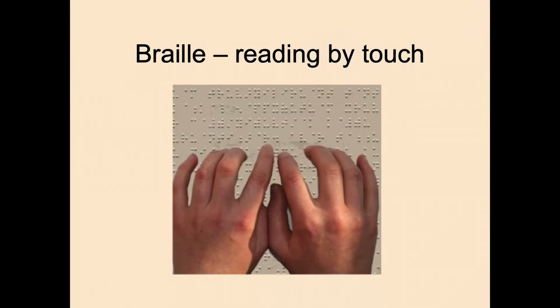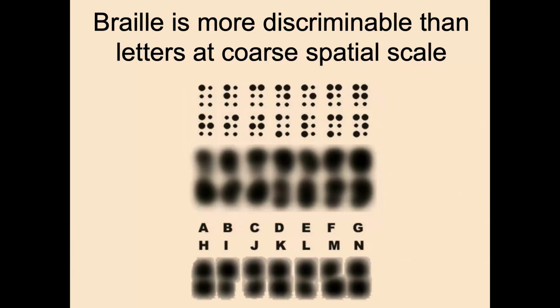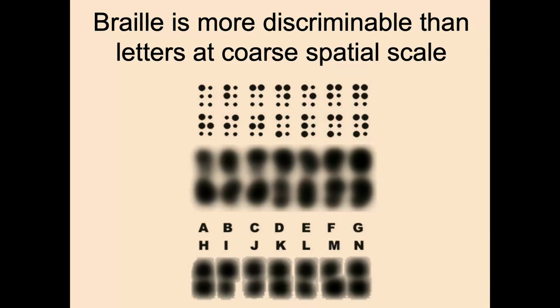Finally, a really cool application of touch is Braille. So this is how someone without sight would read. Braille consists of these patterns of embossed dots. And you might wonder, what's the point of having these dots? Why not just actually emboss the actual letters? What this is supposed to show is that at the coarse spatial scales that the receptors in our fingertips are measuring things, those patterns of embossed dots are more discriminable than the actual letters would be.